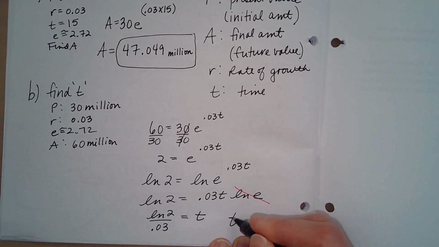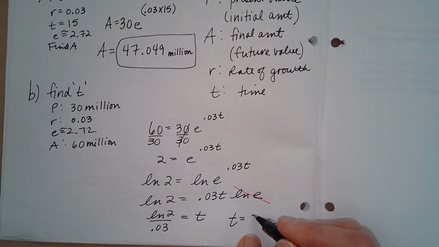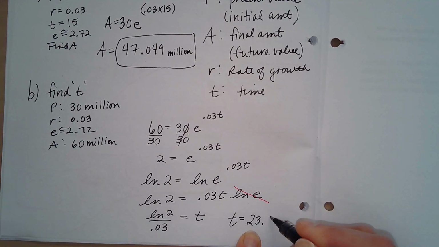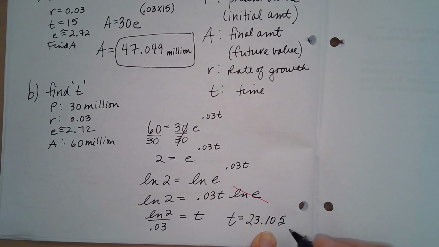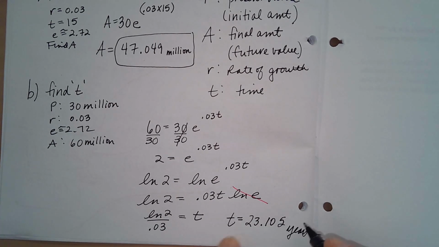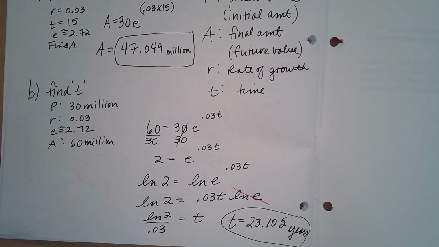So T equals, anyone want to give me an answer? 23. And let's answer to 3 decimal places. Let's get used to 3 decimal places. Right? So in 23 years, this country's population will double.